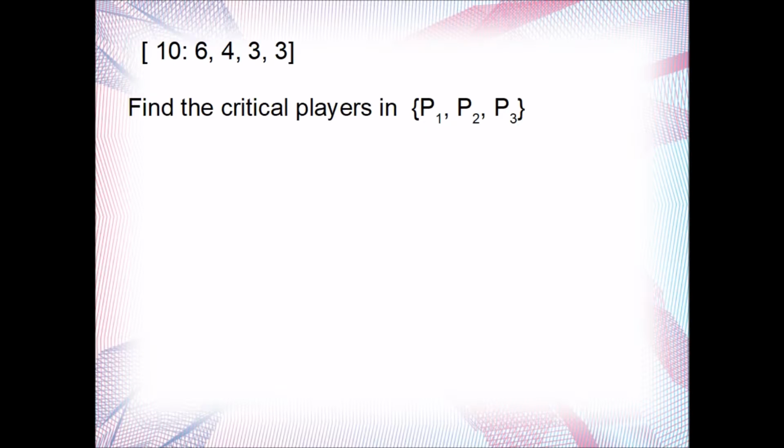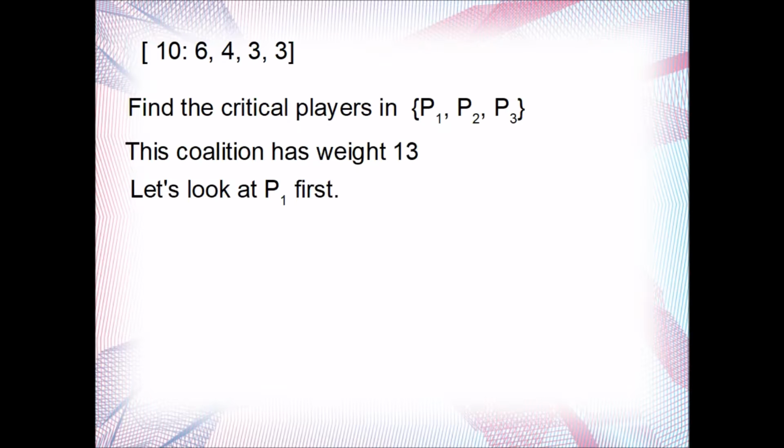So let's look at an example here. I have 4 players, quota is 10. Player 1 has weight 6, player 2 has weight 4, and players 3 and 4 have weight 3. Now I need a winning coalition. So here's my proposed coalition, player 1, 2, and 3. If we look at it, this coalition has weight 13, so it is a winning coalition because 6 plus 4 plus 3 is 13.